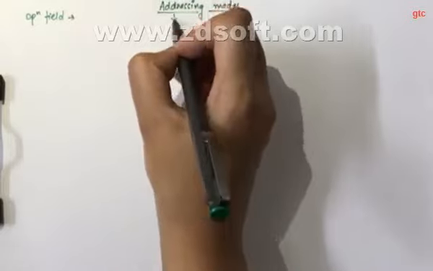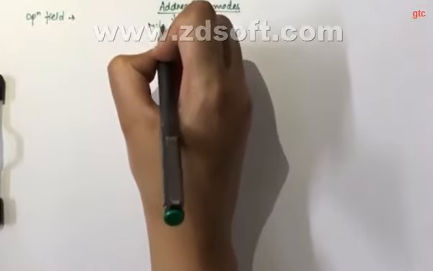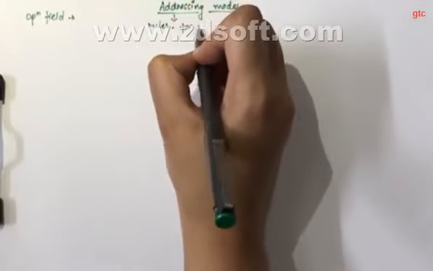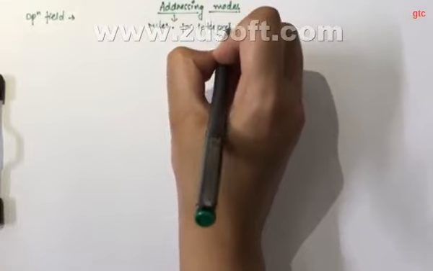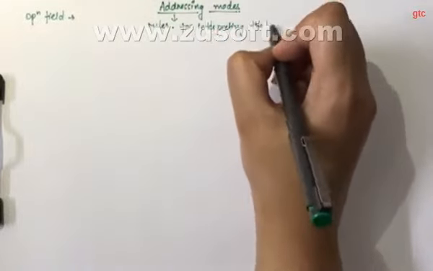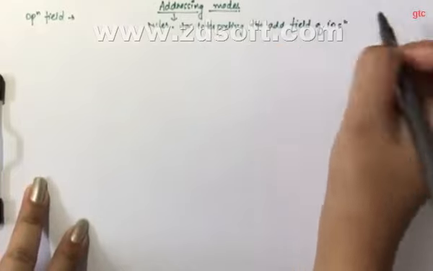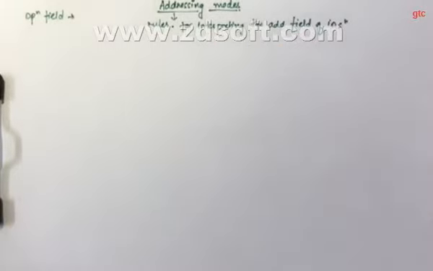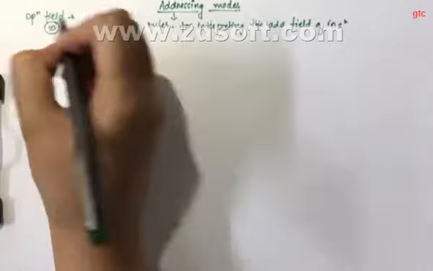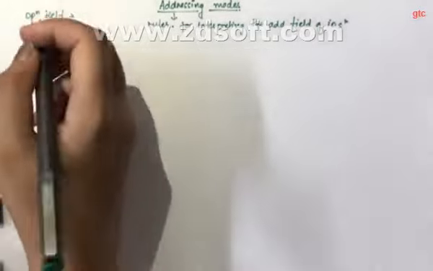So basically, what are the addressing modes? These are the rules specified for interpreting the address field of the instruction before the actual operand is referenced. We can get operands in many different ways that depend upon the addressing mode that we are selecting. Now, there are basically 10 addressing modes that we are going to study now.